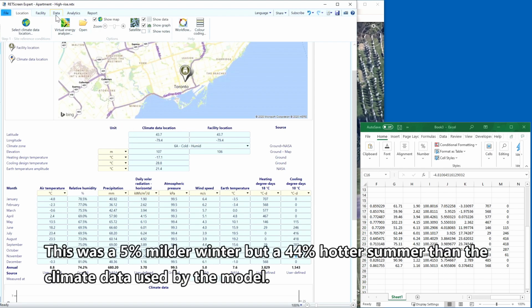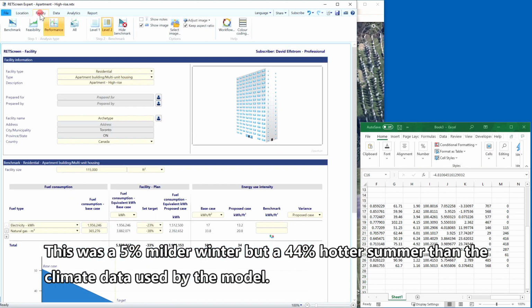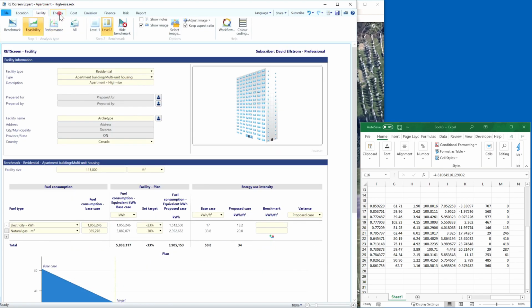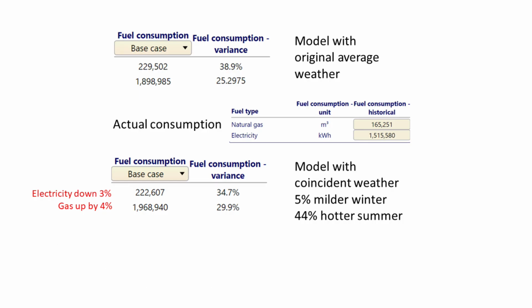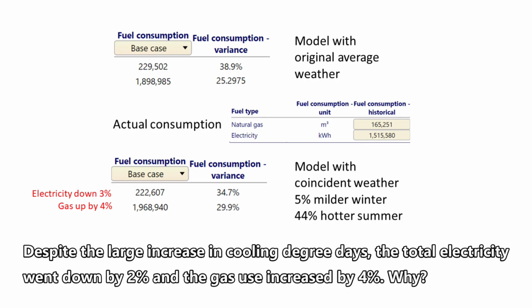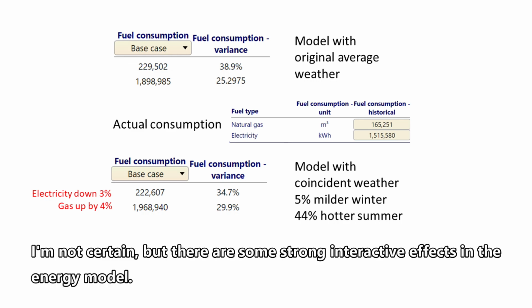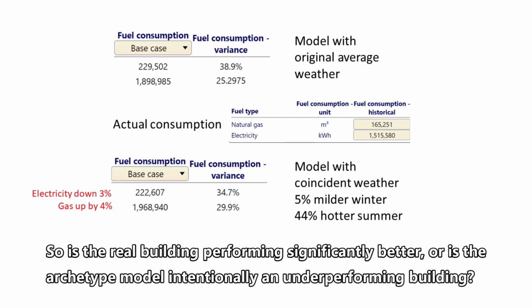This was a 5% milder winter, but a 44% hotter summer than the climate data used by the model. Despite the large increase in cooling degree days, the total electricity went down by 2% and the gas use increased by 4%. Why? I'm not certain, but there are some strong interactive effects in the energy model. So is a real building performing significantly better, or is the Archetype model intentionally an underperforming building?